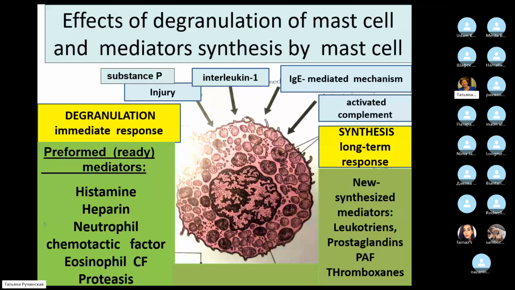This is the mast cell inside the picture. On the left, there are preformed mediators, which are released after degranulation of the mast cell and lead to an immediate, earlier response. And on the right, there is the effect of degranulation of mast cells, which can synthesize new mediators, such as metabolites of arachidonic acid. You see?